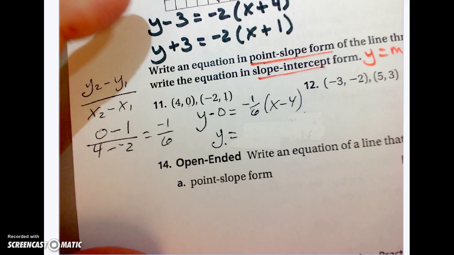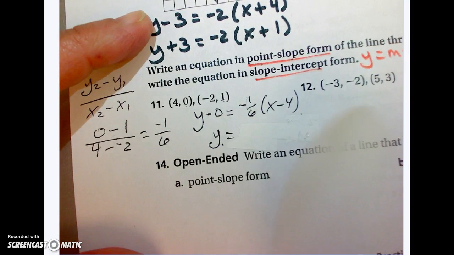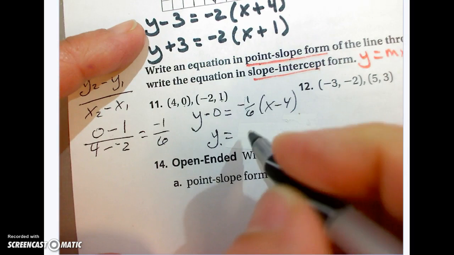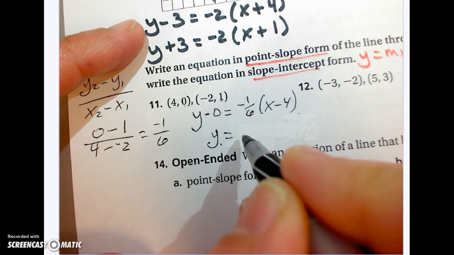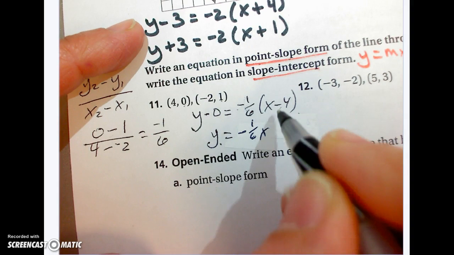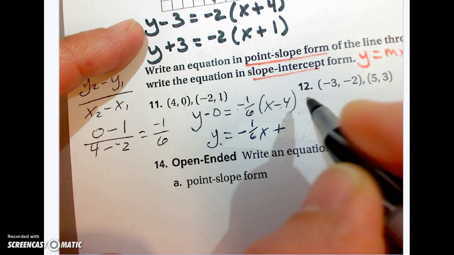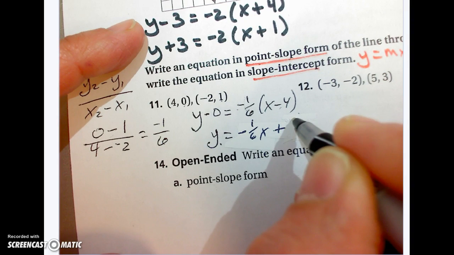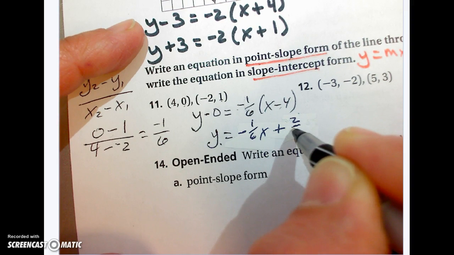Y is equal to negative 1/6 distributed to the quantity. So negative 1/6 x. Negative times a negative is a positive. And 4/6, which drops down to 2/3.